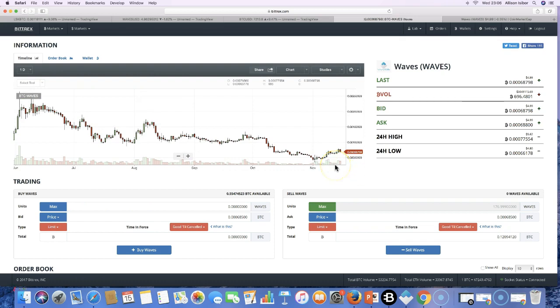I sold it for 0.12 Bitcoin. So at the appropriate time, I'm going to use all that Bitcoin to rebuy a higher number of waves. That is how you trade waves, and that is how you use that to actually increase your number of waves. Okay, so just a quick rundown again.